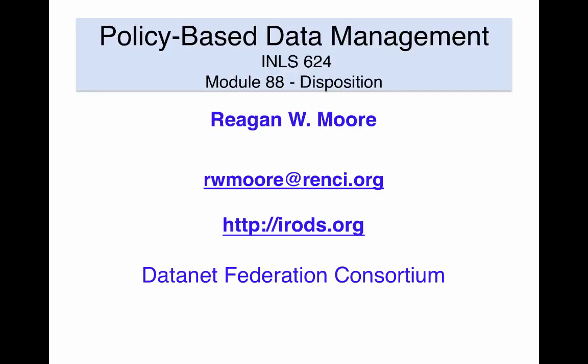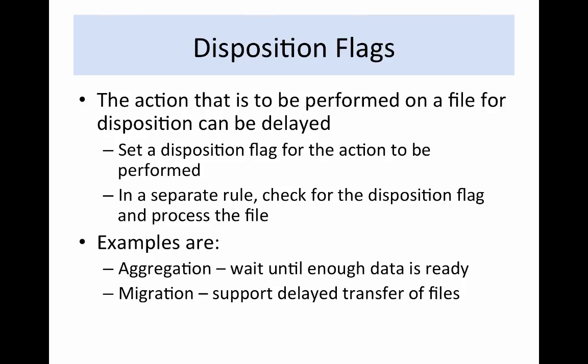A disposition status flag can be set to identify which files need to be disposed. The action that is to be performed on a file for disposition can be marked for later execution. A disposition flag can be set for the action to be performed. In a separate rule, a check for the disposition flag can be made and the file can be processed.